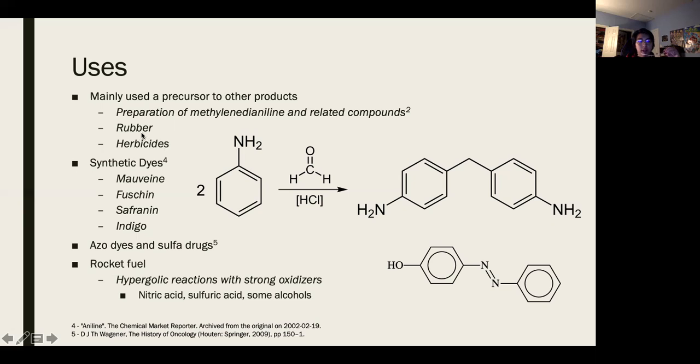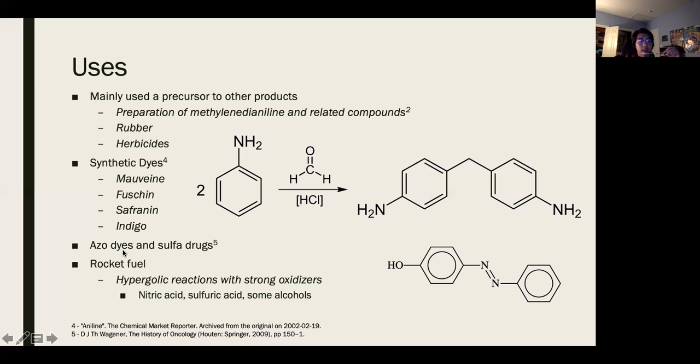It's also used in rubber and herbicides, rubber taking up about 9% of its usage and herbicides taking about 2% of its usage. Other uses are in the creation of synthetic dyes. Originally, when we created indigo, it's been used to dye our jeans. And from there, after seeing how useful it is in indigo, we created a bunch of other colors. We got purple, we got oranges, we got reds. There's a bunch of synthetic dyes that all use aniline as a precursor.